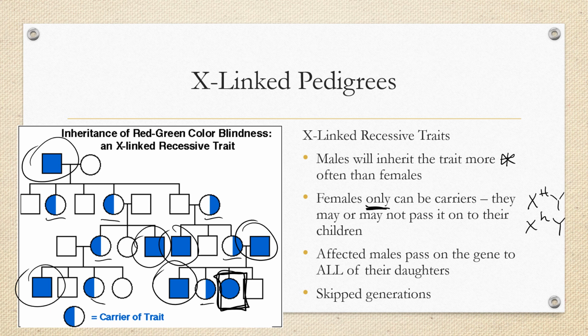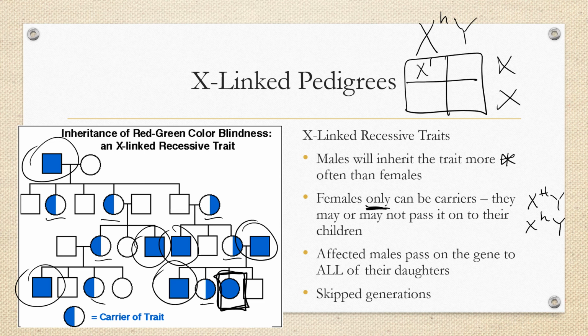They either have the disorder or they don't. Now, any male who is affected is going to pass it on to all of his daughters. That's because in order to have a daughter, you have to have the father pass on his X. The mom has to give the other X. So his X has to go to his daughters. So all of his daughters are going to be carriers or heterozygous.